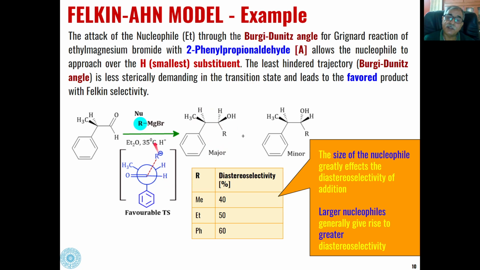And the size of this nucleophile will determine how much diastereoselectivity there will be. You can see that as the size of the nucleophile increases, the larger the nucleophile, the higher the percentage of diastereoselectivity. So the products will be formed with high diastereoselectivity if this R group is a bigger group.